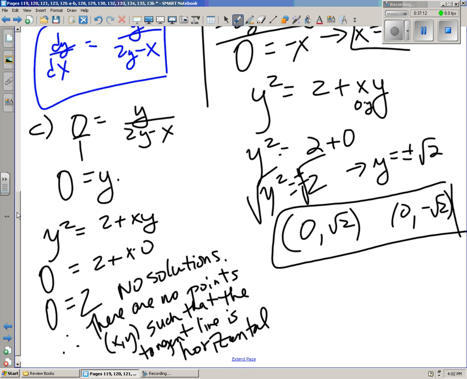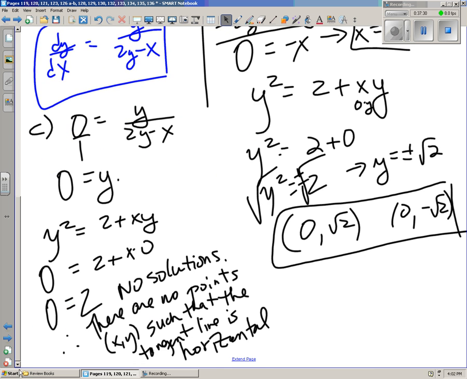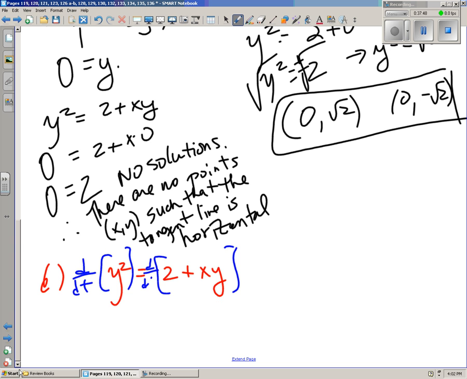Part D, kind of a weird question if I recall. It says, let x and y be functions of time that are related by that equation. At time t equals 5, the value of y is 3 and dy over dt is 6. Find the value of dx over dt at time t equals 5. It's this kind of bizarre related rates question. So they told us that x and y are changing as time goes on. So now x and y are functions of time. So we're going to take the derivative with respect to time on both sides and see what happens here.